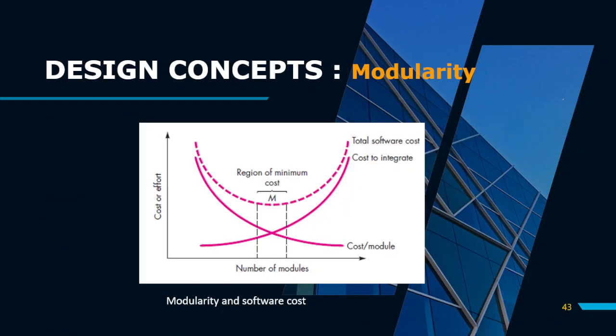You can see this diagram here. If the number of modules increases, then the cost of effort also increases. So the number of modules should not be too large, as the cost of effort will also increase. Here, the middle point is the region of minimum cost. So the average number of modules will affect the cost of the effort.